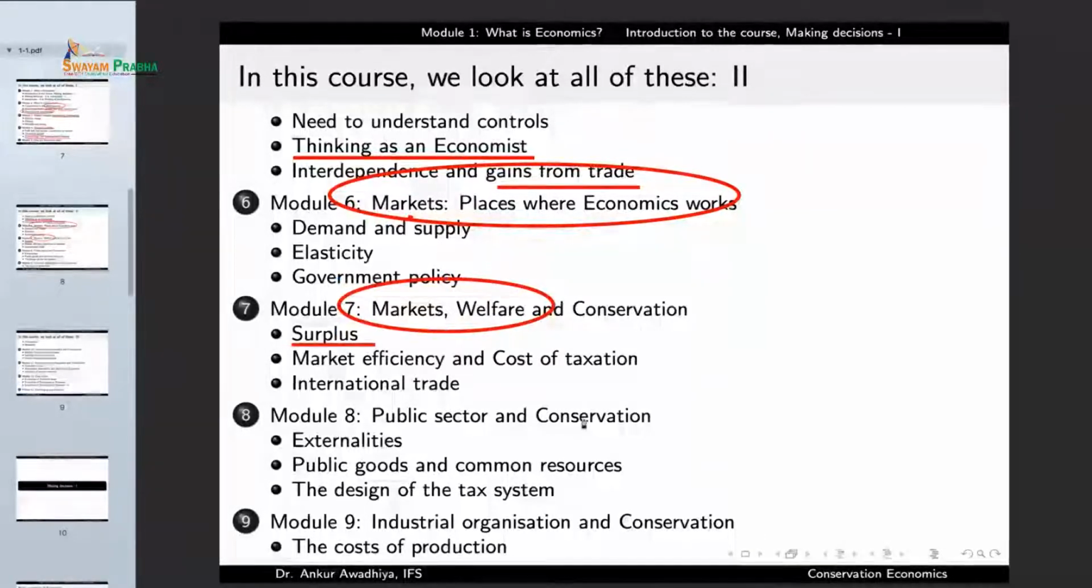And we will look at market efficiency, cost of taxation, and international trade in this context. In module 8, we will look at public sector and conservation. So in this case, we will talk about things like externalities.